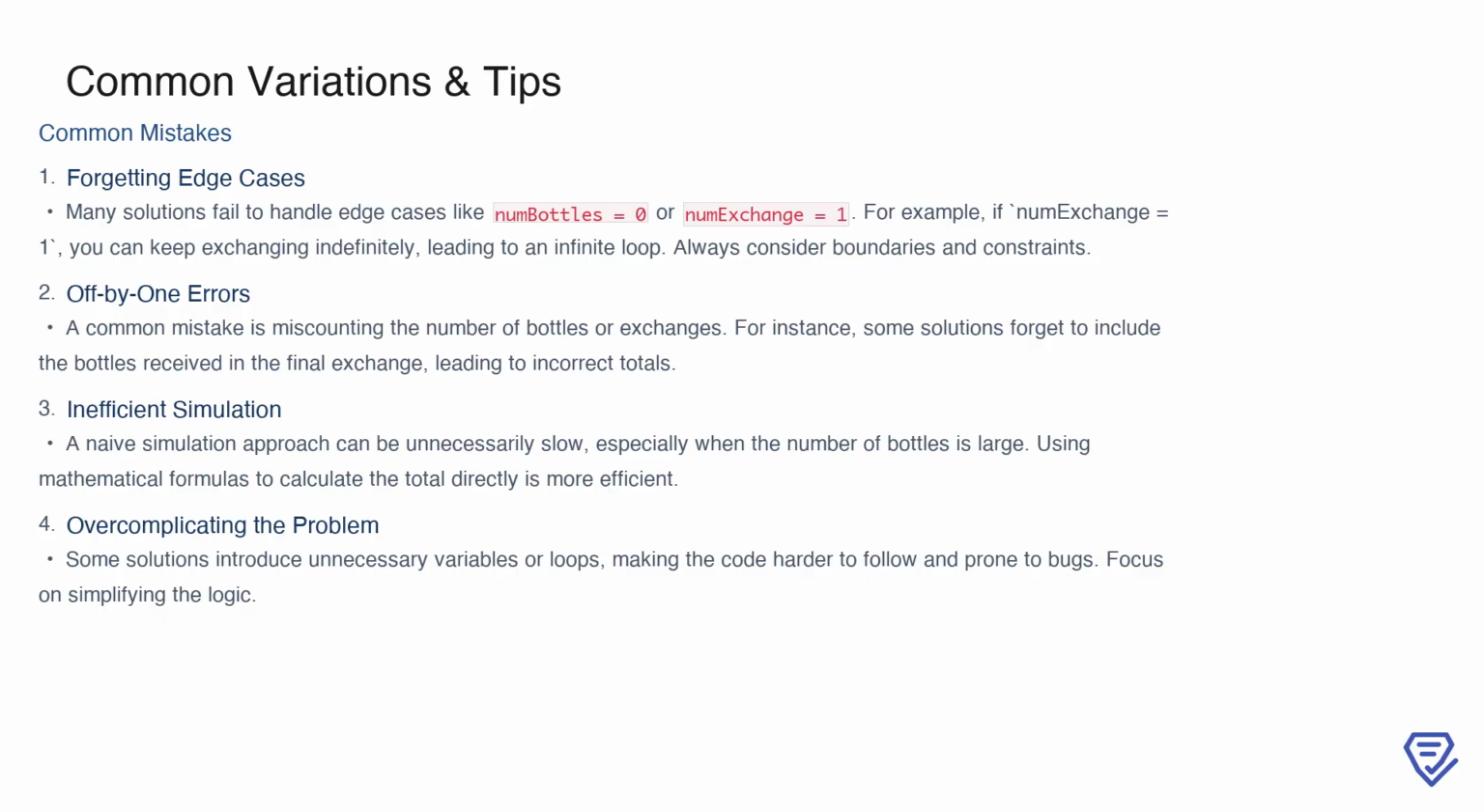Another common pitfall is off-by-one errors. This happens when you miscount the bottles or exchanges, such as forgetting to include the bottles received during the final exchange. These small oversights can lead to incorrect totals. Additionally, a naive simulation approach can be inefficient when the number of bottles is large. Instead of iterating step by step, using a mathematical formula to calculate the total directly is often the better choice. Lastly, overcomplicating the logic with unnecessary variables or loops can make your solution harder to understand and debug. Simplifying your approach ensures clarity and reduces the likelihood of introducing bugs.